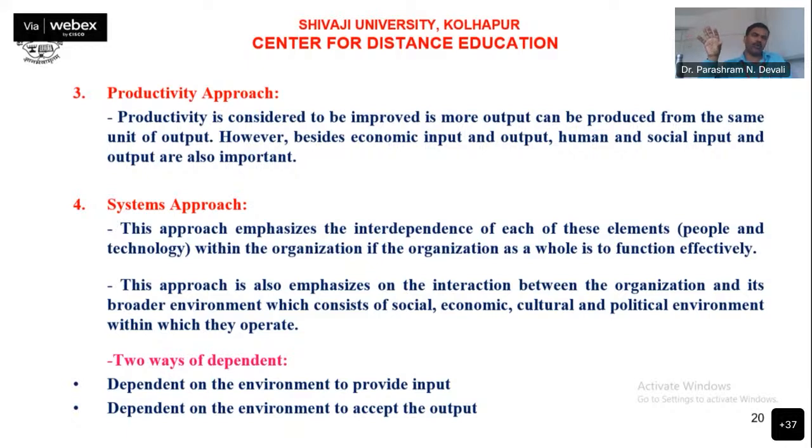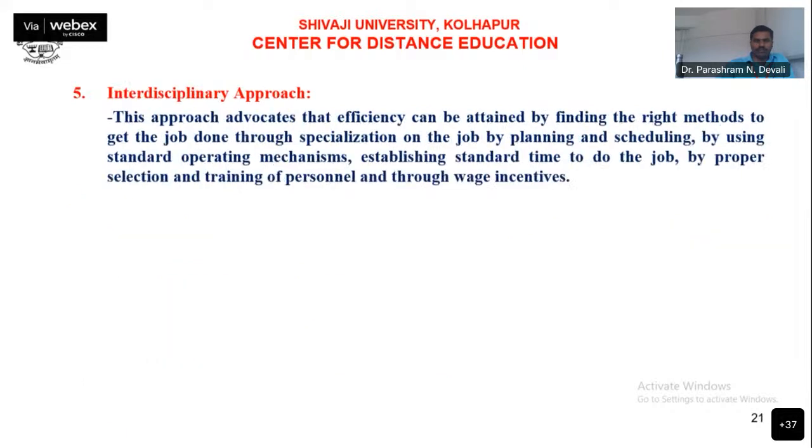Considering that we want to develop or set the system, there are two ways of dependence: dependent on the environment to provide input, and dependent on the environment to accept the output. Interdisciplinary approach is there. It means as a manager, we want to take knowledge from all fields. I have knowledge of science, I have knowledge of commerce and management, I have knowledge of arts. As per the new education policy, there may be more focus on interdisciplinary approach.